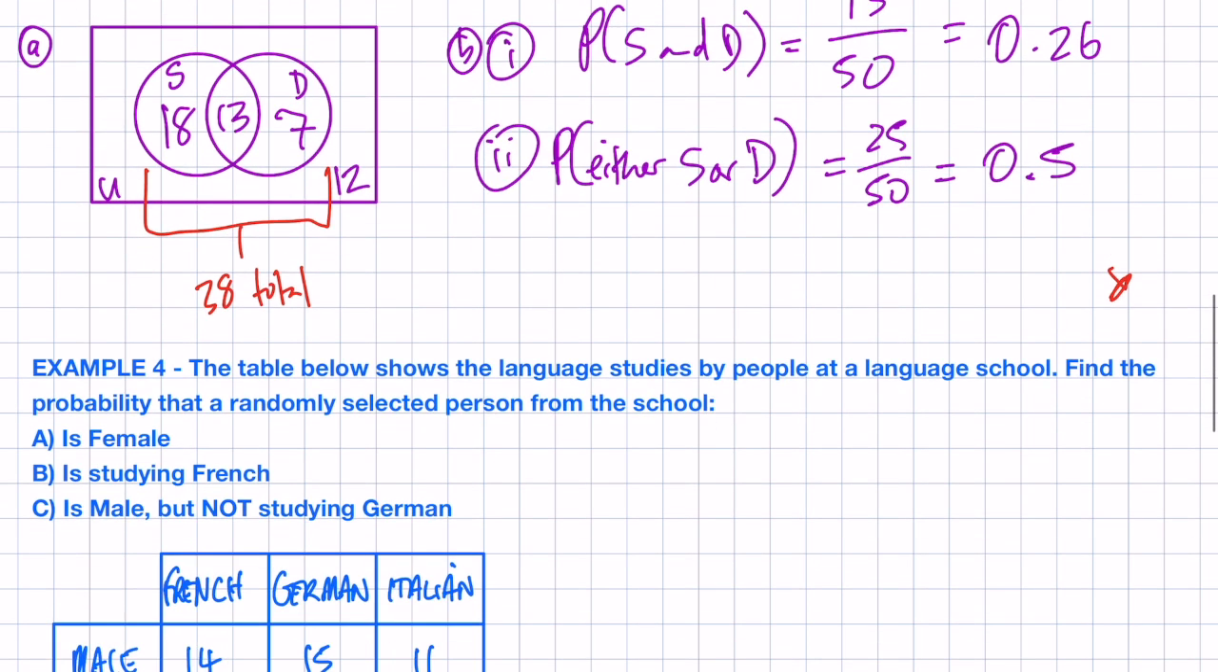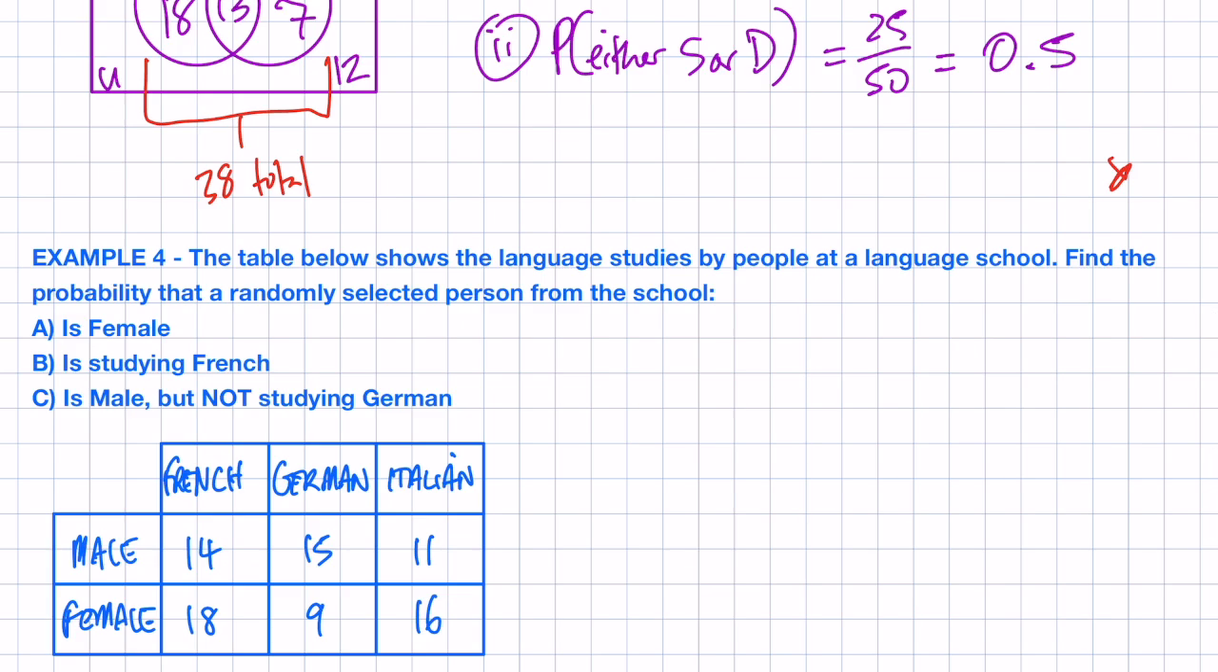Last one, example 4. The table below shows the languages studied by people at a language school. Find the probability that a randomly selected person from the school is female, is studying French, is male but not studying German. We can't answer any of these right away. Because in your formula, what does the number on the bottom represent? The total. Do we have any totals here yet?